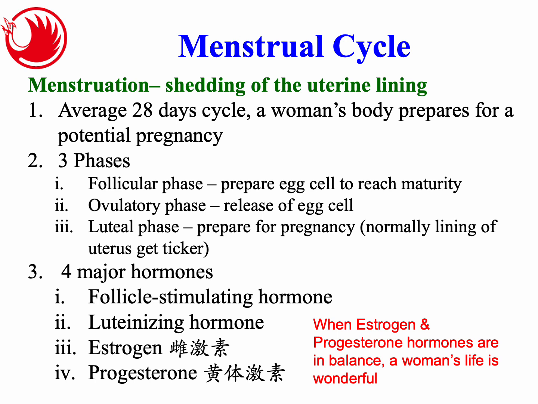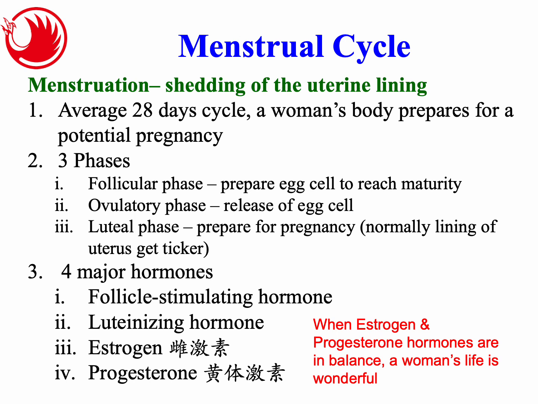Menstruation is the shedding of the uterine lining, and this happens every month. Typically it follows a 28-day cycle during which a woman's body prepares for potential pregnancy. Menstrual bleeding may happen every 21 to 35 days and last about 2 to 7 days.